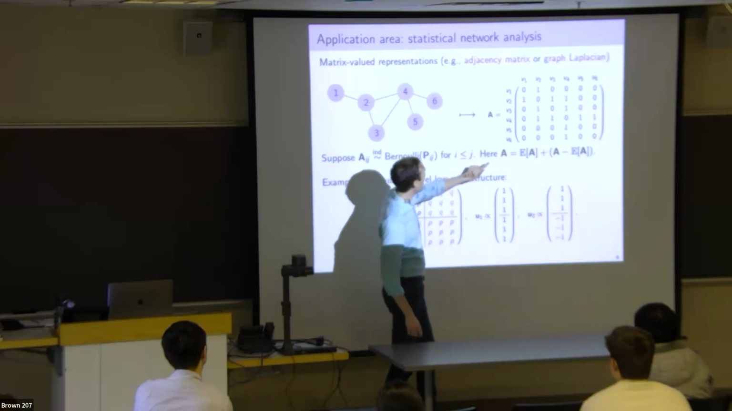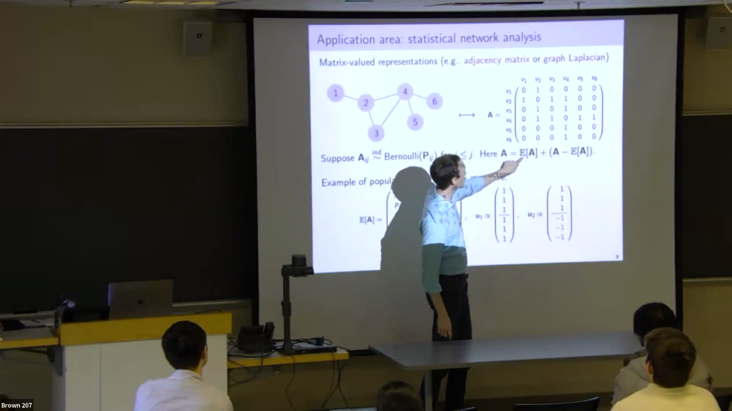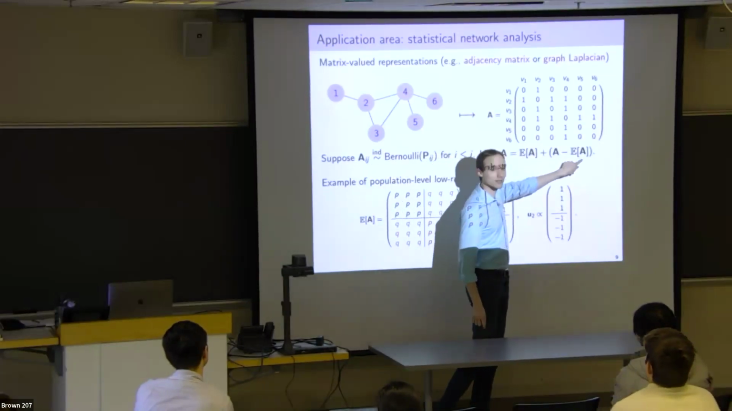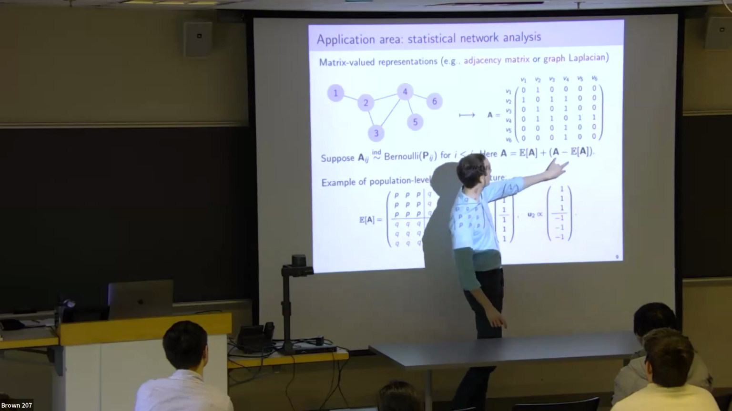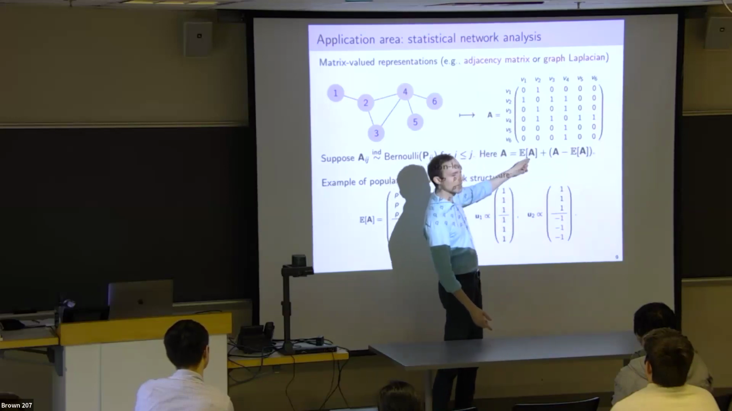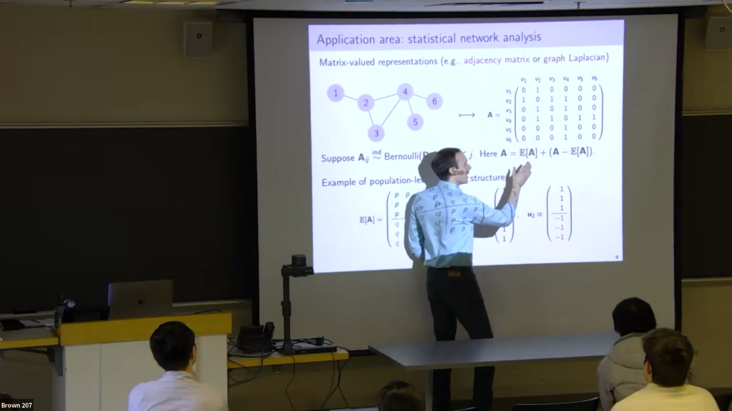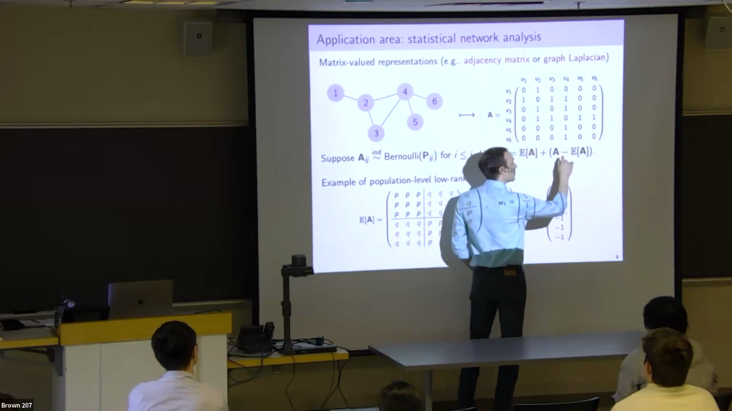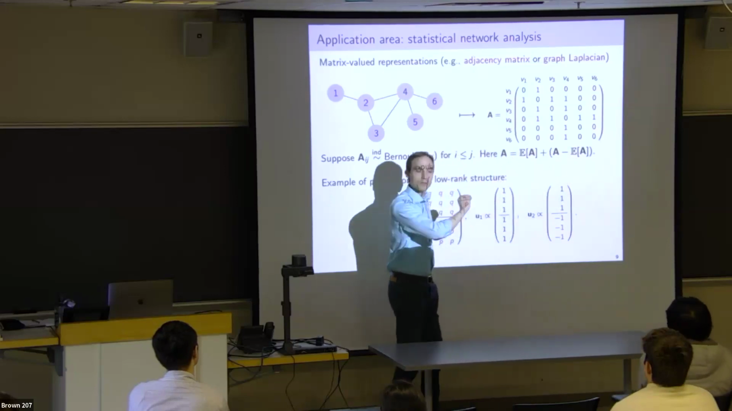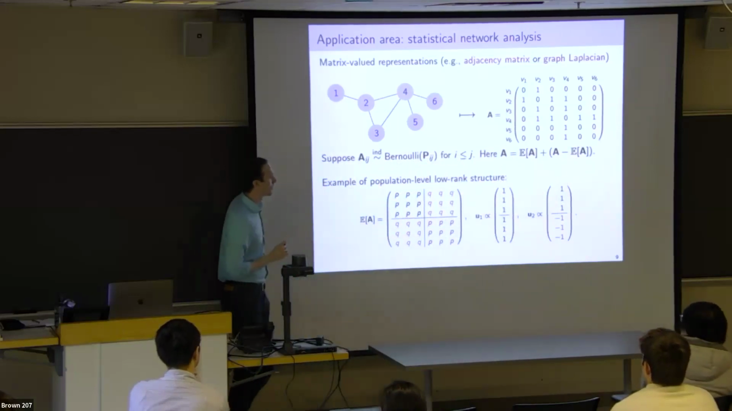In this case, A is going to be decomposed as its expectation plus A minus its expectation. So this might look a little weird here. We're just adding and subtracting expectation of A, but that's just because the signal is given here, and the noise is implicit in the difference between the observation and the population.